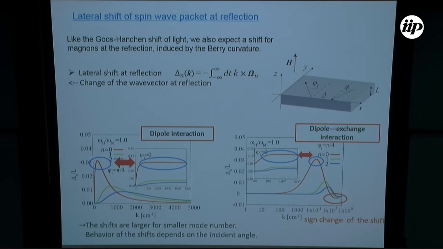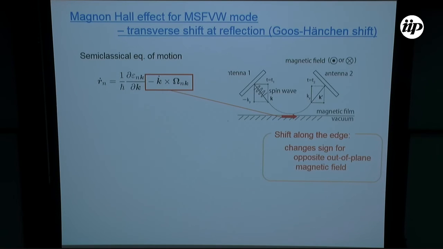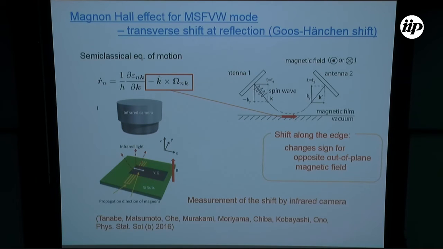Sorry, I have not so much time. So in fact, in collaboration with Professor Ono's group, we studied this kind of shift experimentally by infrared camera. They measured the shift of the wave packet as a temperature distribution. If the magnon is there, then it gives some energy to the phonon, so the temperature increases. So in that sense, we can roughly detect the position of the magnon in terms of the temperature distribution.